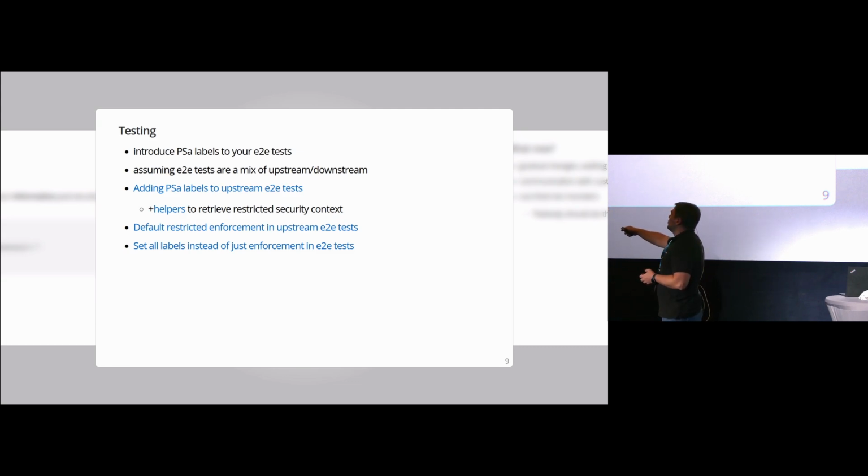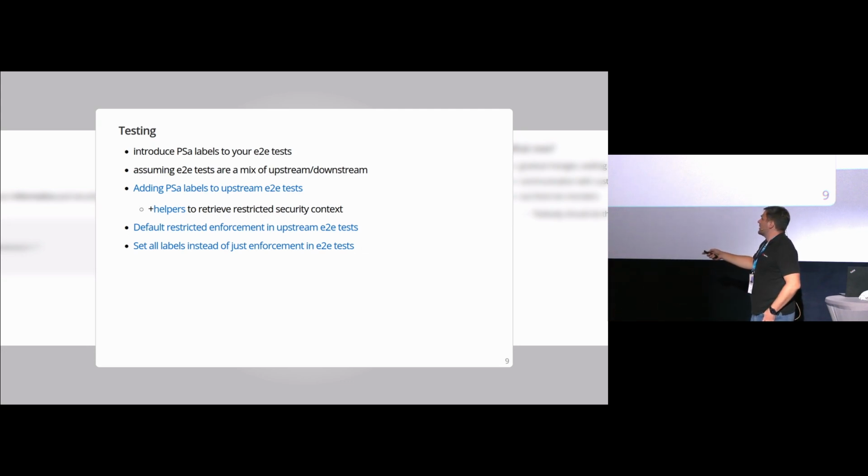And by default, the enforcement in the upstream end-to-end test suite is restricted enforcement. And just lately, I made the upstream tests use all of the labels, because originally it was just enforcement labels, but with our configuration, and with the configuration that you would probably run, you would still see violations on the audit and warning level, because only the enforcement label was set, right? And so, yeah, this kind of helped. All right, my turn.